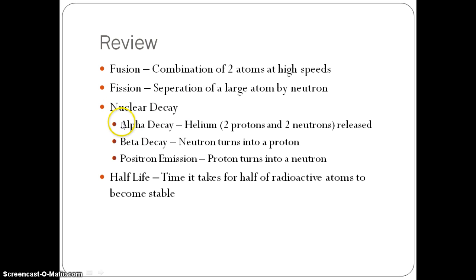Nuclear decay, remember there's 3 types: alpha decay, beta decay, positron emission. And alpha decay is when helium, 2 protons and 2 neutrons, are released. Beta decay, a neutron turns into a proton, and positron emission, a proton turns into a neutron. The way that you can remember positron emission is it starts with a P and ends in an N. And finally, half-life is the time it takes for half of the radioactive atoms to become stable.